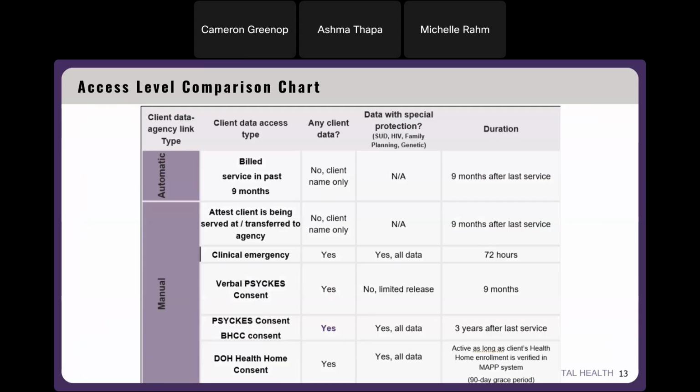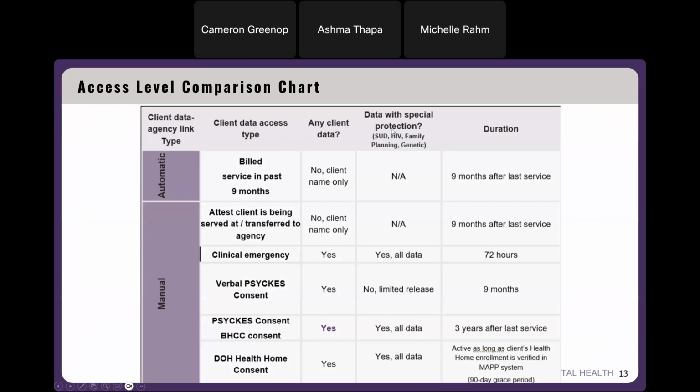All right, so in the previous slides, we went over different levels of access, and here we have a nice chart that summarizes the access levels. In this column, we have client data, agency link type. We have two types, automatic and manual. We have a column for client data access types, what information you'll be able to view.